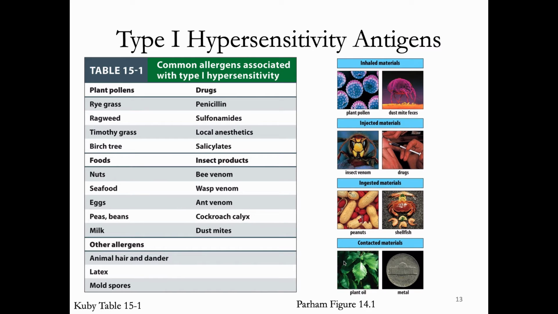Some of the really severe food allergies like nuts or seafood, eggs, milk, all of those can be type I hypersensitivity. And there are also a number that are insect products. So a type I hypersensitivity is the bee sting reaction. If you're allergic to bee sting, that's a type I. If you are allergic to dust, that is generally a type I.